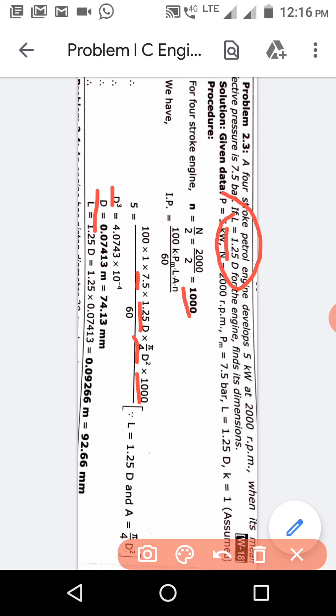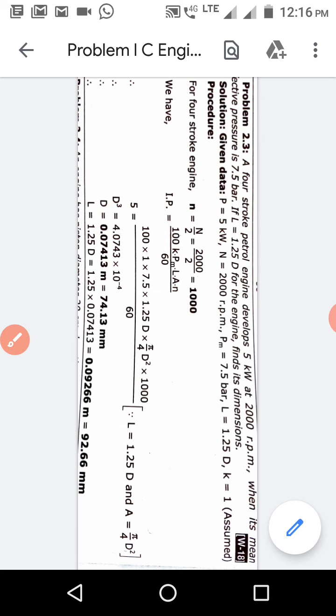Once you have calculated the diameter, you can easily find the stroke length, as stroke length is equal to 1.5 d. So in this problem, the given data was indicated power, mean effective pressure, and stroke length given in terms of diameter, and you are asked to find the dimensions of the engine. The dimensions of the engine relate to the stroke length and the piston diameter, or diameter of the cylinder.